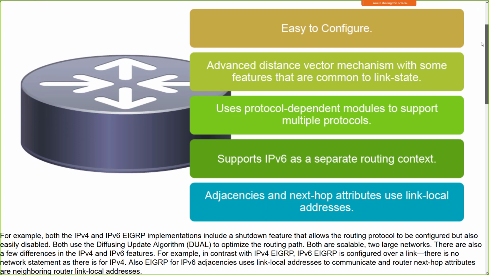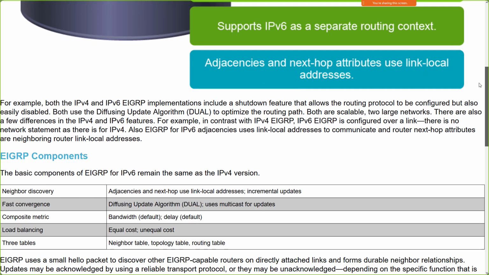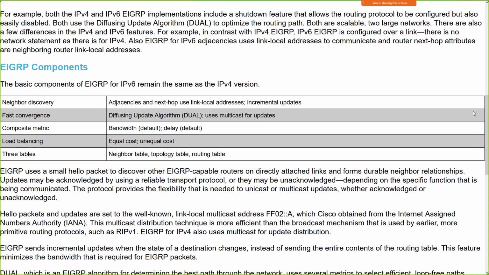Everything that we talked about with regard to IPv4, the fact that it's advanced distance vector, that it has this protocol-dependent module support, or what we call PDM support, adjacencies, the message types, hellos, updates, queries, replies, all that stuff is the same for IPv6. None of that stuff changes. Certainly the addressing component changes, right? Neighbor discovery in IPv6 uses link local addresses. That's a special type of address in IPv6 for communicating across local wires with an FE80::/10 address.